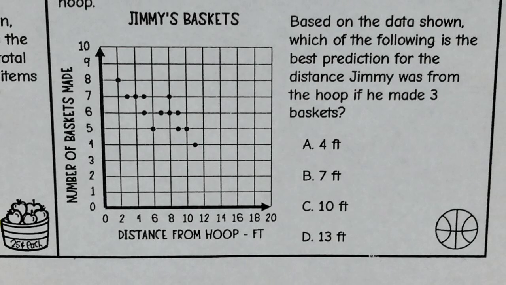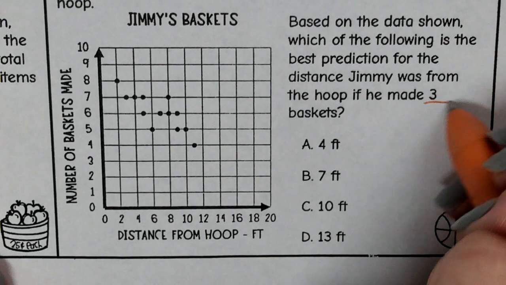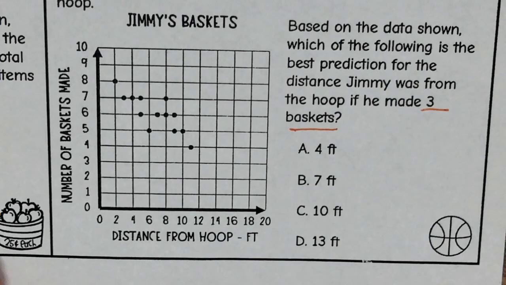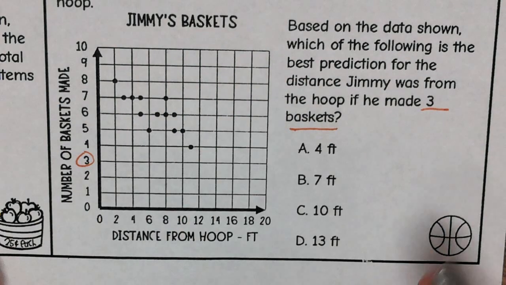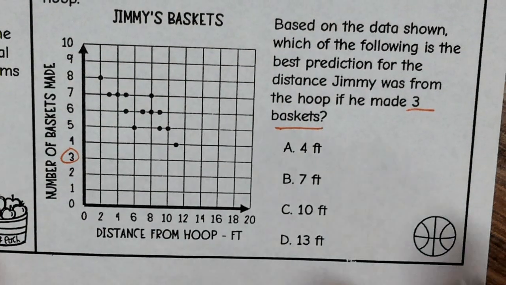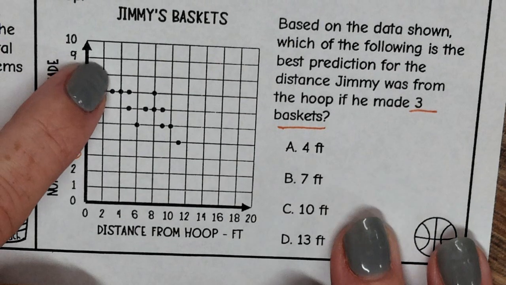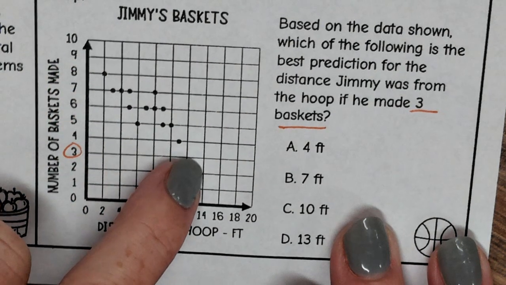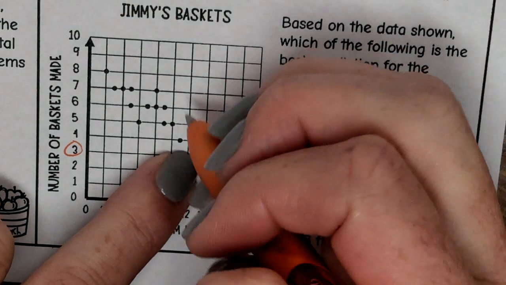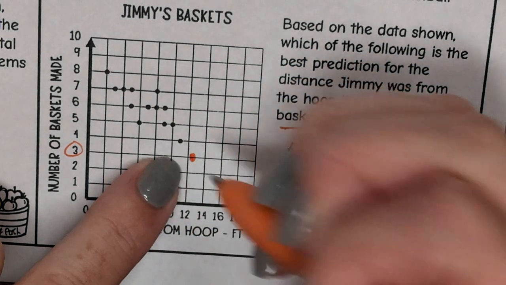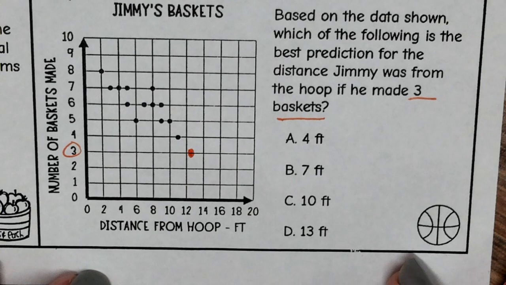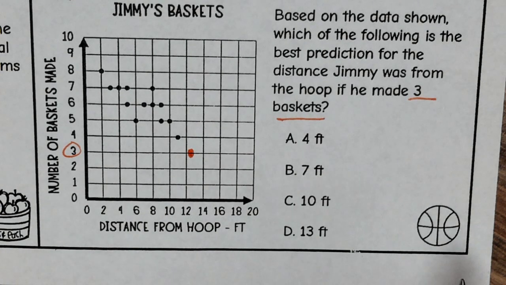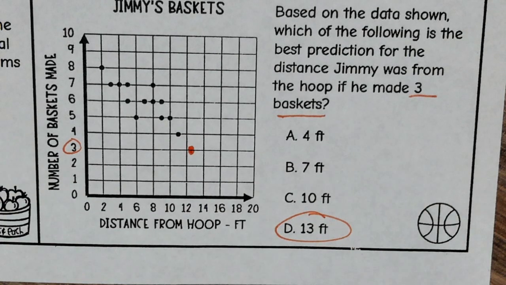All right, which axis would you have gone to find 3 baskets? The y-axis, so right here. If I move my finger in the direction of this trend, when I get to 3, I'm somewhere in this area. Do y'all agree? So which answer would be closest? 13. How did we do?